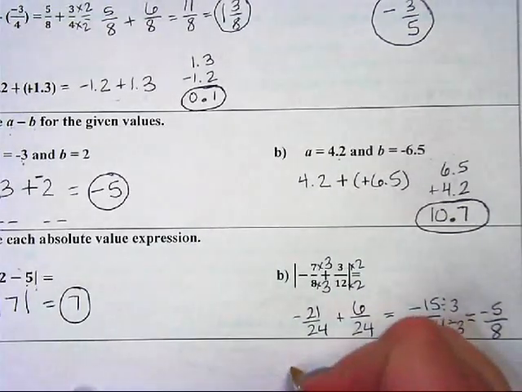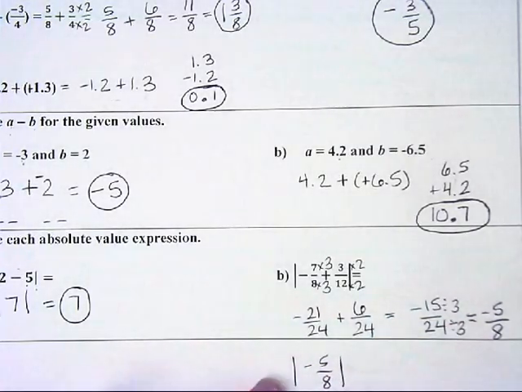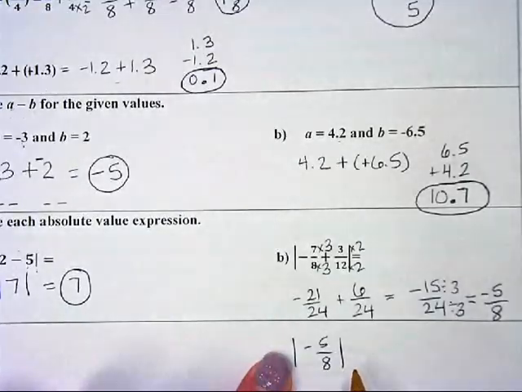Now I can deal, last step, with that absolute value bar. The distance from 0 is always positive. I can't go negative distance.